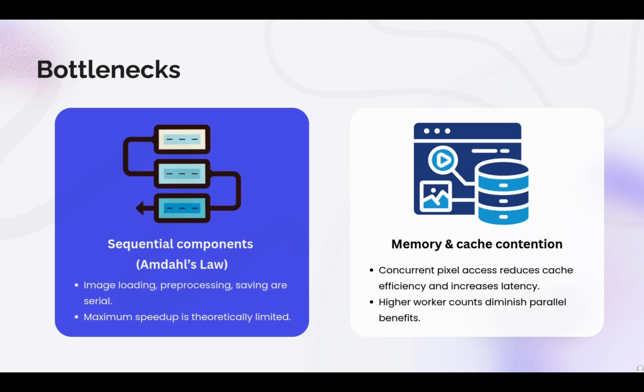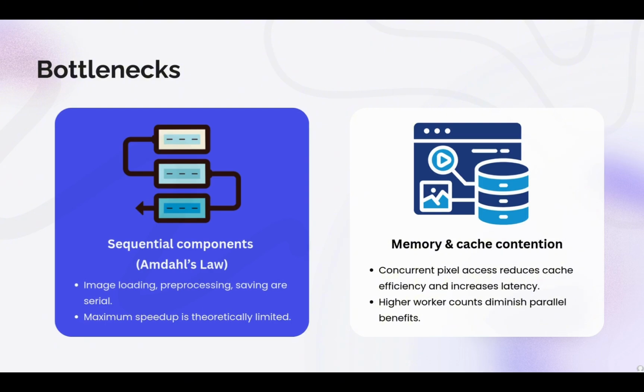Finally, we have memory access and cache contention. Operations like Gaussian blur and edge detection require frequent access to neighboring pixel data. When multiple workers execute these operations concurrently, they compete for memory bandwidth and cache resources, reducing cache efficiency and increasing latency. This further limits the benefits of adding more parallel workers. In summary, while the system scales well up to a point, these bottlenecks that I mentioned explain why we cannot achieve unlimited speedup.